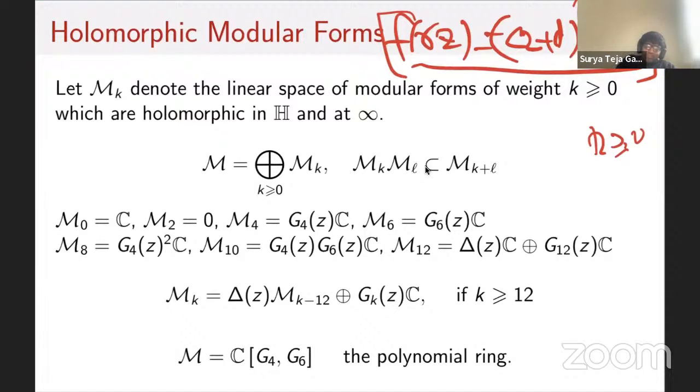So for instance, if you multiply two functions, if f is a function which has this k, then k is called the weight of the modular form.